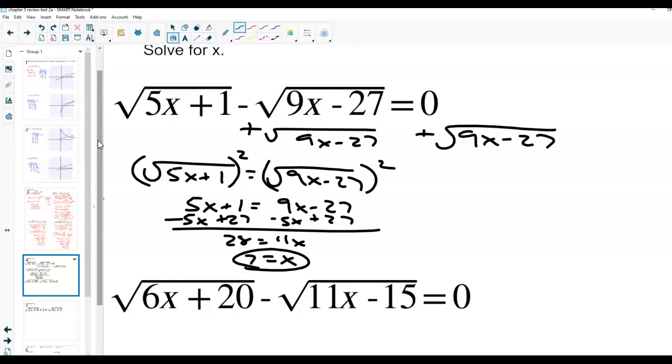9 times 7 is 63. 63 minus 27 is 36. Square root of 36 is 6. 6 minus 6.